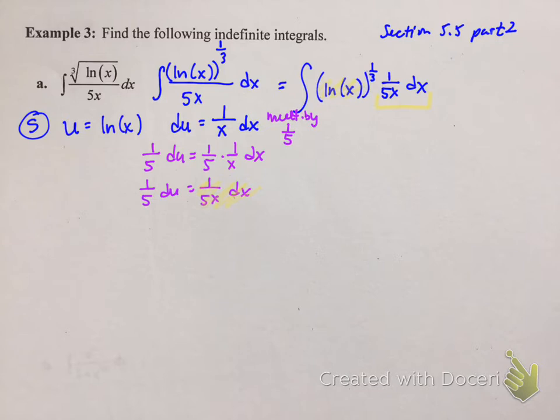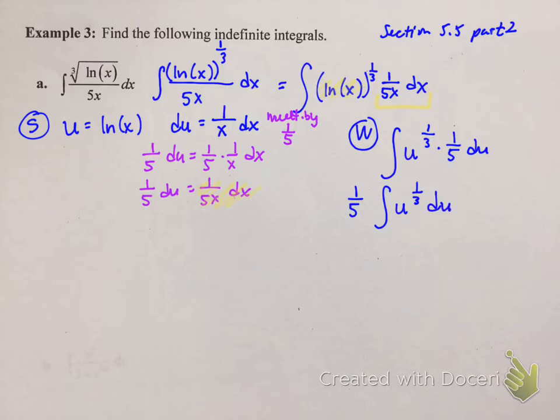So my next step is to rewrite the integral in terms of u. So I do the integral sign u to the 1/3 power, and now I'm going to write times 1/5 du. So I'm going to take the 1/5 out. So I'm going to do 1/5 of the integration of u to the 1/3 du. And now I'm going to integrate. So if I integrate this, I get 1/5 times u to the 1/3 plus 1 over 1/3 plus 1, which is going to give me 4/3. So this is going to be over 4/3 plus c.